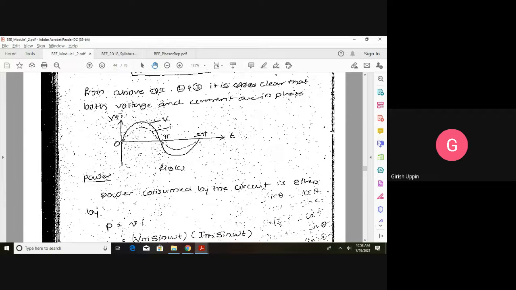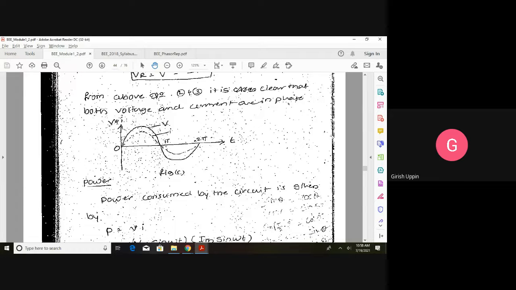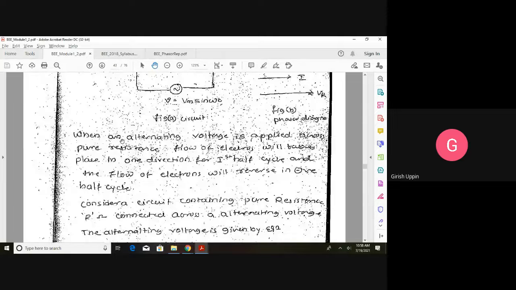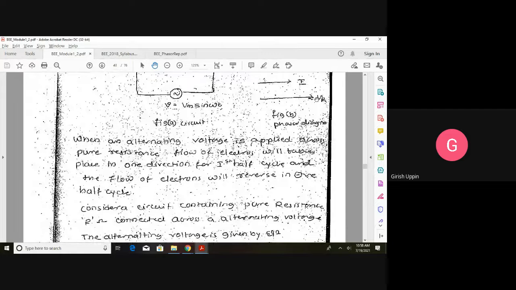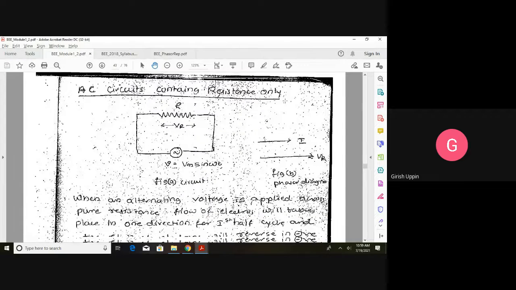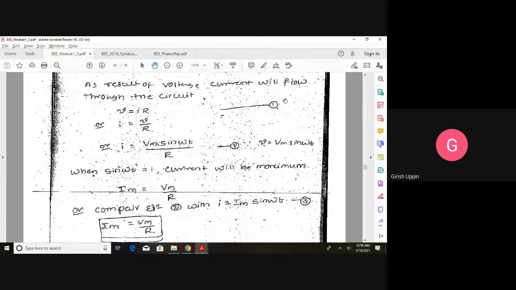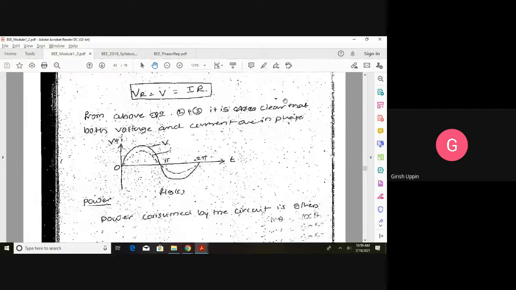Both are in phase. How to draw the phasor diagram? This is the voltage on the x-axis and current is also on the x-axis. So the angle between them is zero. Here we have drawn two separate lines, or you can draw them on the same line. This is VR and here I. That means in case of a pure resistance, the voltage and current will be in phase, meaning the angle between them is 0.